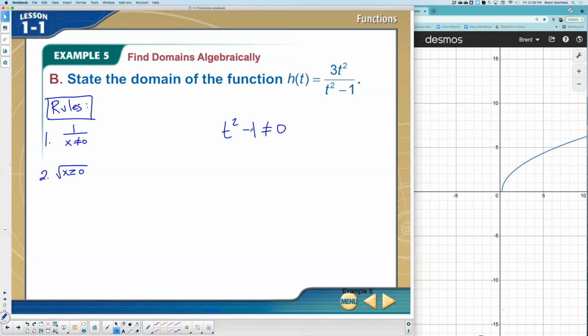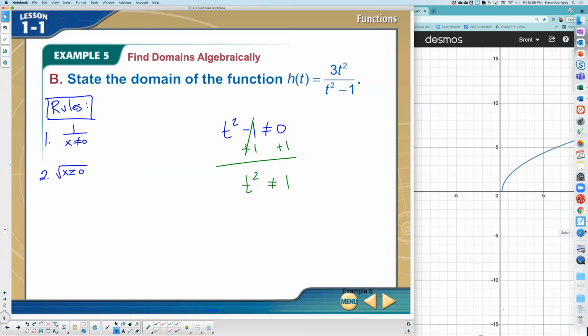I'm trying to solve for t squared. How do you get rid of a minus 1? Make it a plus 1. So I'm doing the opposite operation than what you see. So I will have t squared cannot equal positive 1. Now I need to get rid of a square. What's the opposite operation of a square? Square root.